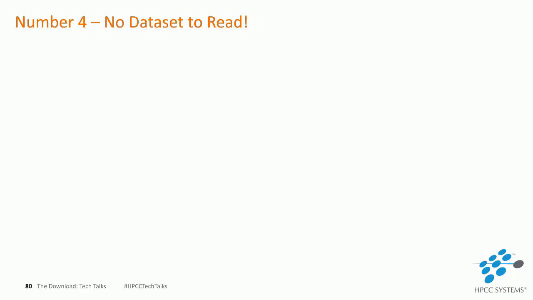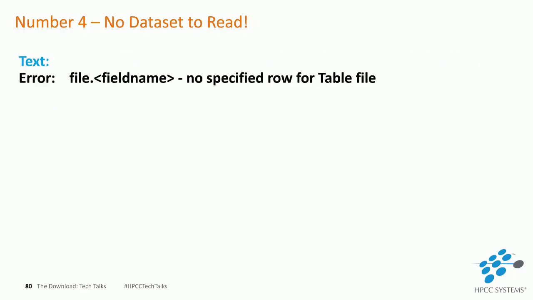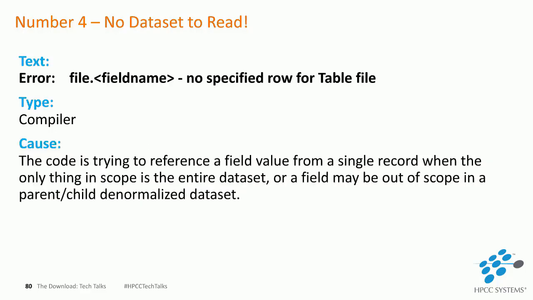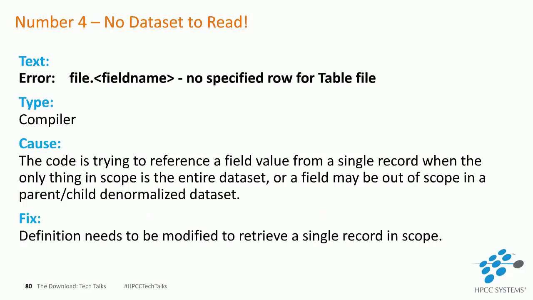Number 4, no data set to read. What is this one? All right, file.field name, no specified row for table file. I think a lot of you have seen this from time to time. It's a compiler error, and what causes it? Well, the code is trying to reference a field value from a single record when the only thing in scope is the entire data set, or a field may be out of scope when you're using a parent-child denormalized data set. So the fix for this, of course, is to modify the definition to retrieve a single record in scope.